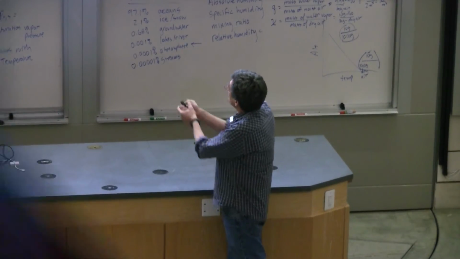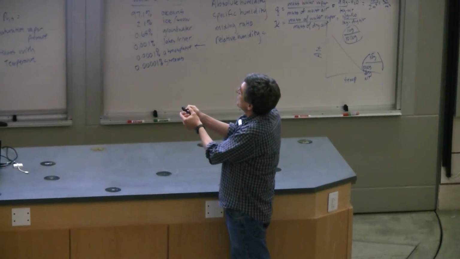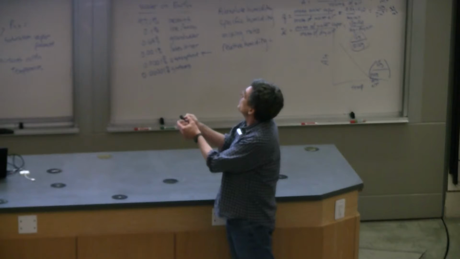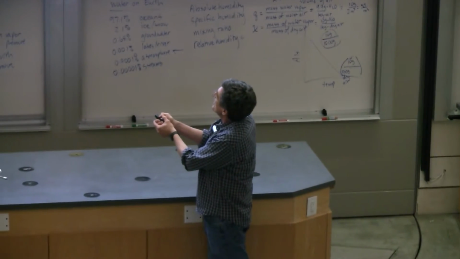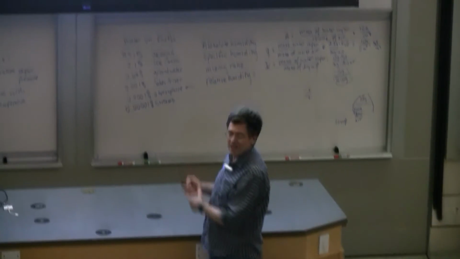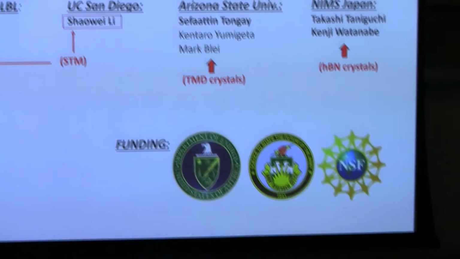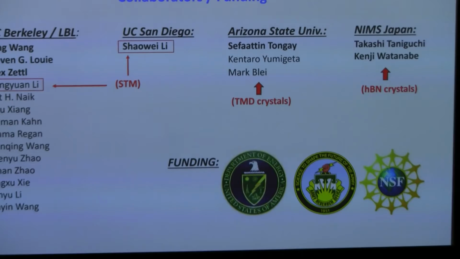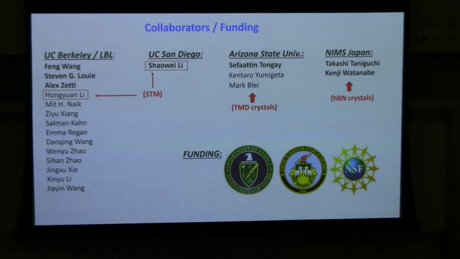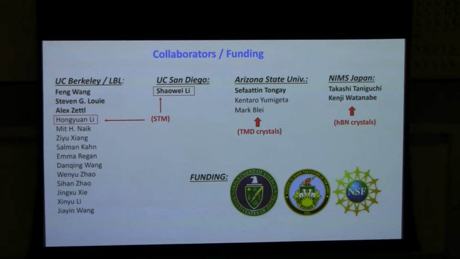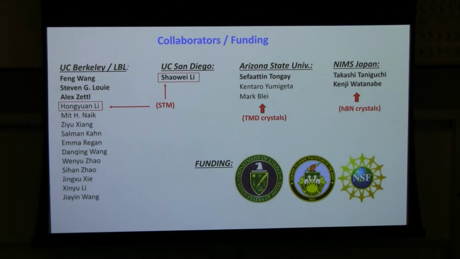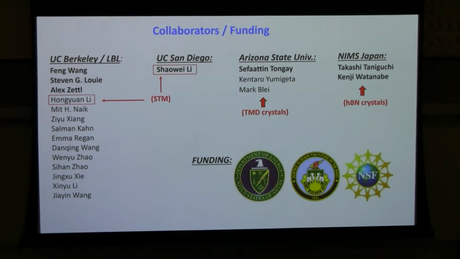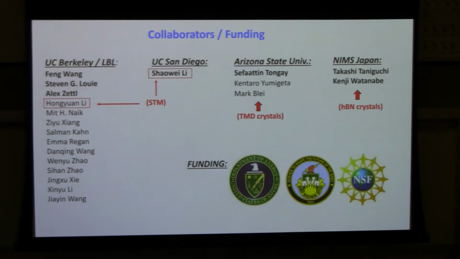This work that I'm going to show you is a very tight collaboration between my group and Feng Wang's group. I just want to be clear on that. And Steve Louie did the theory, and Alex Zettel's group helped us to make the devices. Here are all the students and postdocs who worked on it, but I would like to call out the names of two people in particular, Hongyun Lee and Xiaowei Li, who really did all the STM measurements. They did the heavy lifting and analyzed the data.